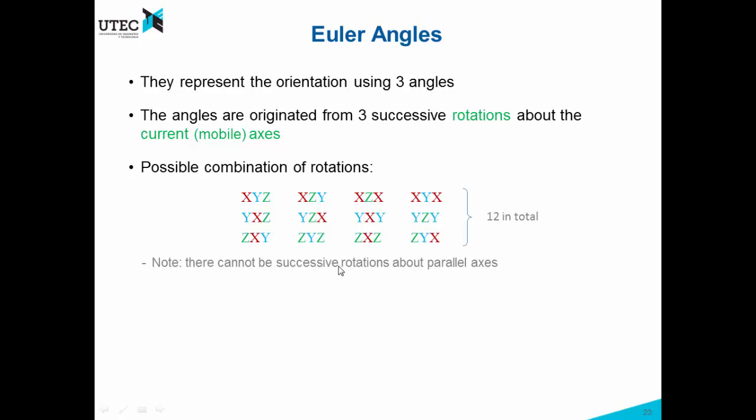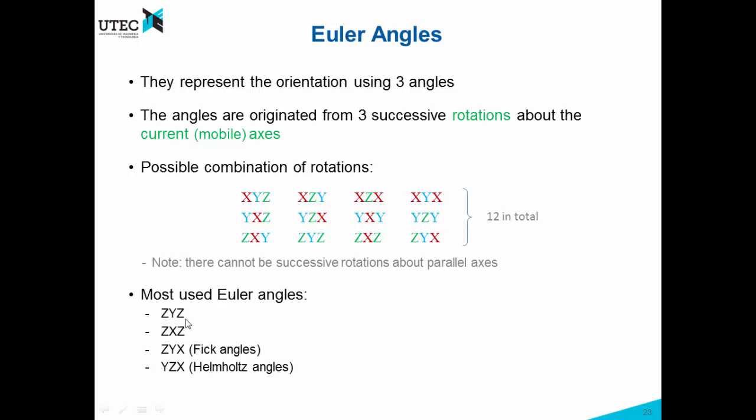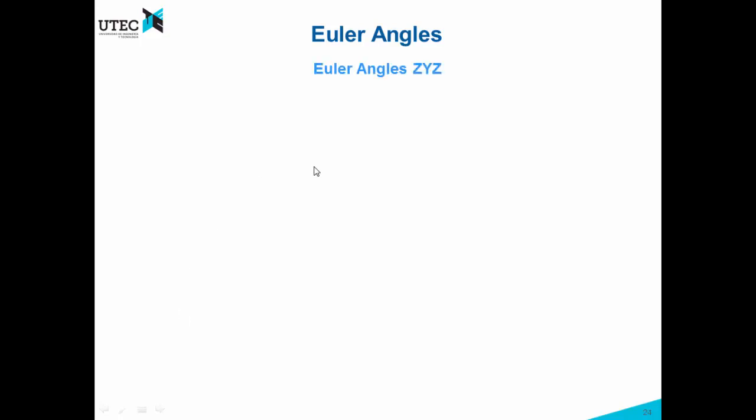Note that there cannot be successive rotations about parallel axes. This means that, for example, I cannot have yyx, because if I have yy, it will be just a single y, so it will be yx, just two rotations, and not three as are needed for Euler angles. The most used are zyz, zxz, zyx, which are called Fick angles, and yzx, which are called Helmholtz angles. We will only focus on zyz here.